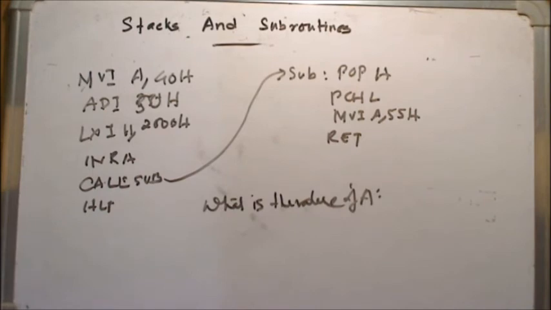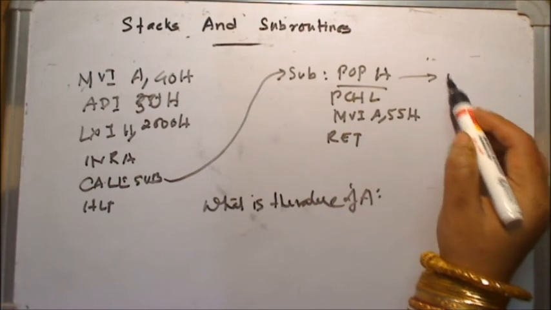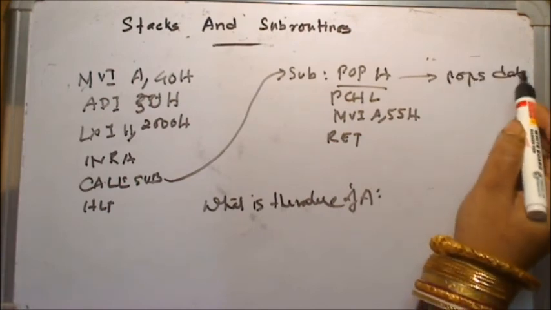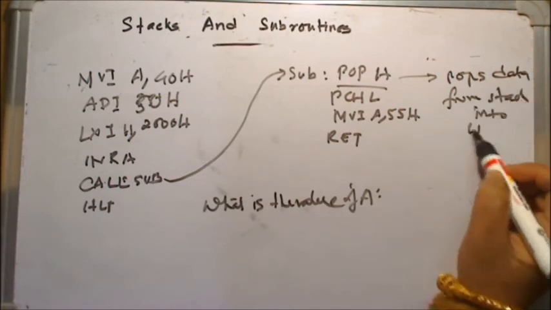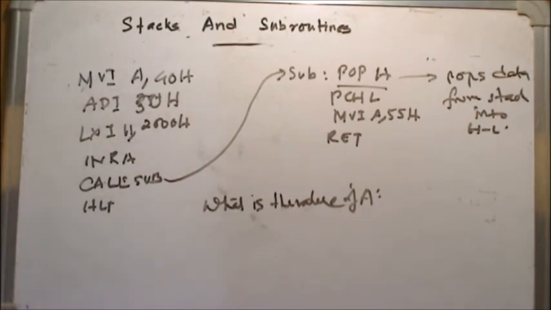Now call subroutine, POP H. What does POP H mean? It pops the data from the top of the stack into the HL pair, right? But we have not pushed anything, right? So what has happened here? Without pushing, let's pop the data.